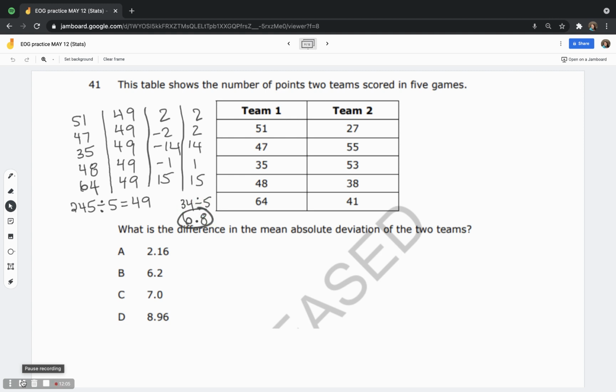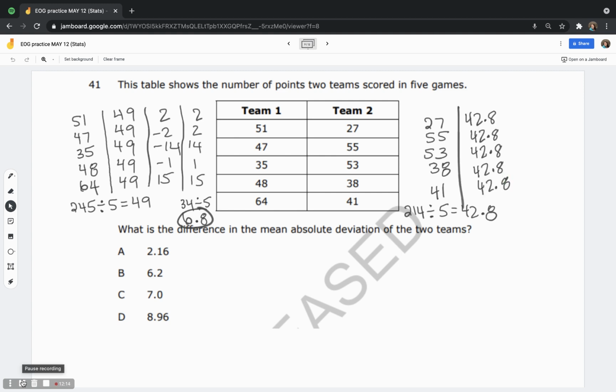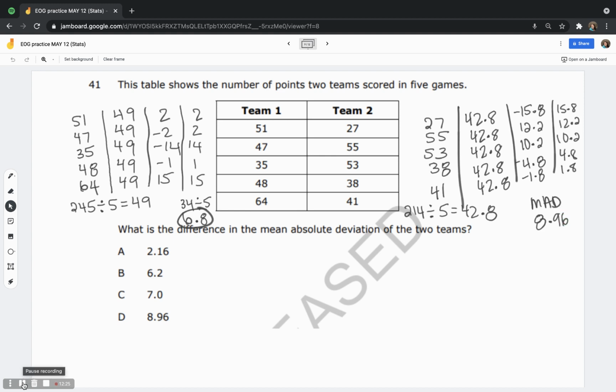Okay, I'm going to do the same thing now for team 2. I add all those up, I get 214. I divide it by 5, and that gives us 42.8. Now I'm going to subtract my first number from the mean, and then I make everything positive, and I find the average again. And that will give me a MAD value of 8.96.